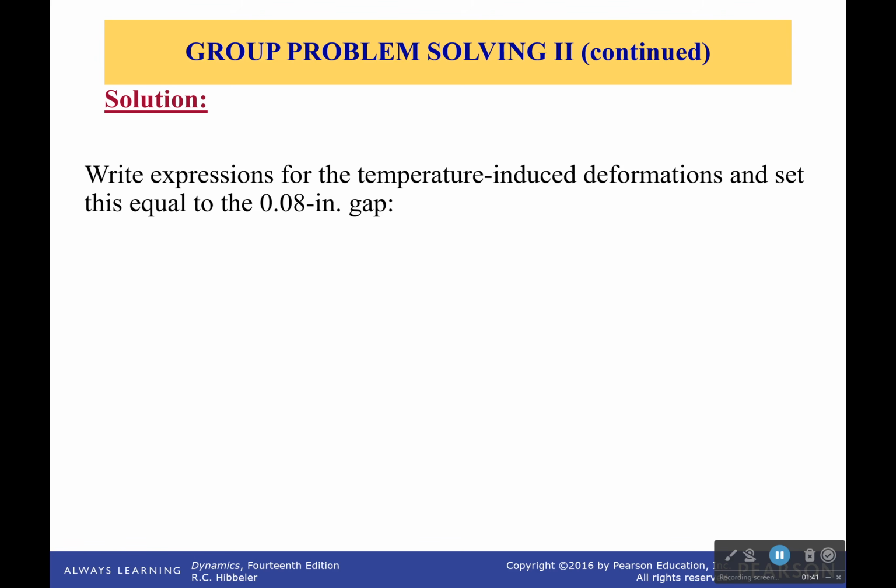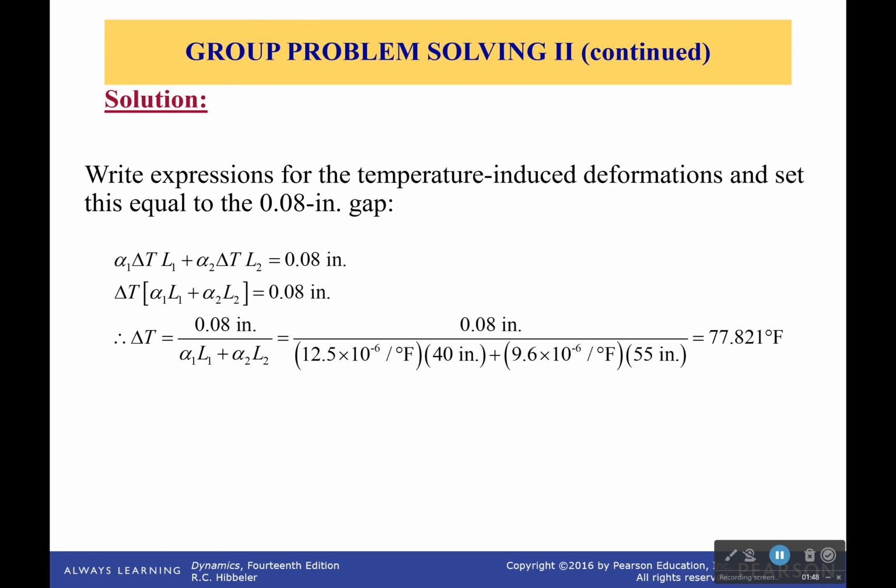So first off, we need to write expressions for the temperature-induced deformations, and we're going to set this equal to the 0.08 inch gap. Okay, so we have our coefficient of thermal expansion times our change in temperature times length 1, because deformation is going to be equal to our thermal strain times the length, and our thermal strain is going to be equal to the coefficient of thermal expansion times the change in temperature. Change in temperature will be the same for both. Their lengths and thermal coefficient expansion will be different for both, but we know all the rest of the information, so we should be able to write this out.